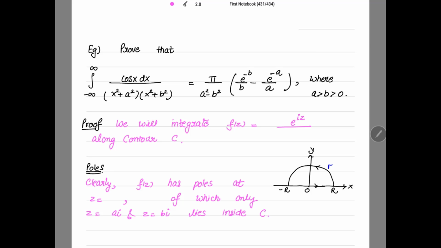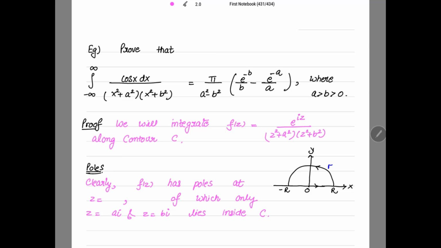We will integrate. You can apply the integration sign or not, it's up to you. So z squared plus a squared into z squared plus b squared. Well, this is a long contour C, right? Of course, from negative R to positive R along the real axis and then followed by the semicircle tau.